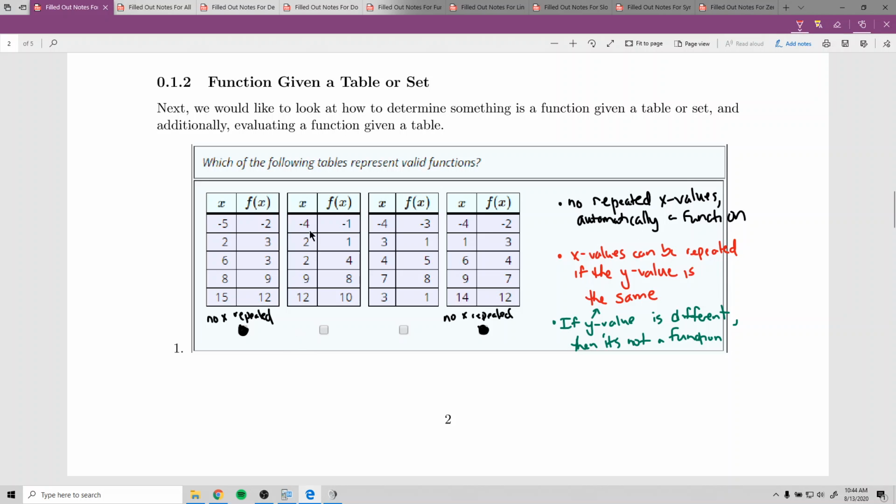All right, so let's look at our two remaining here. See, here we have x is 2 is repeated and the y values are different, 1 and 4. So it's not a function. All right, and what about the third one here? So we had x is 3 is repeated, and no others were repeated. But we notice here the y value is 1 in both cases. It's the same. So it is a function.